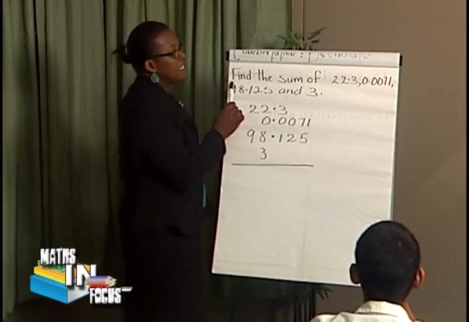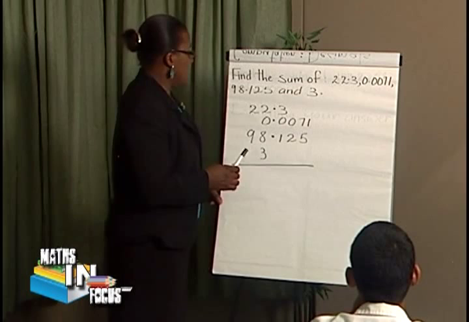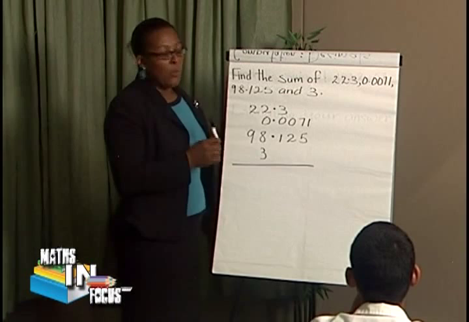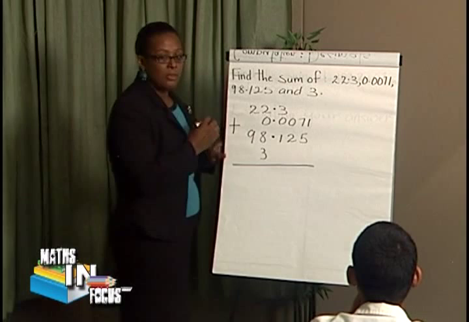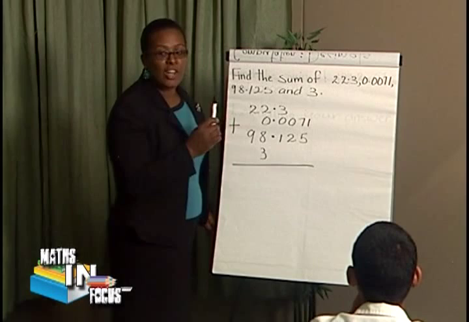Now we want to first of all find the sum of 22.3, 0.0071, 98.125, and 3. Now when we're going to set down our numbers to do our addition, we make sure that all of our decimal points fall under each other. So our first, second, third.